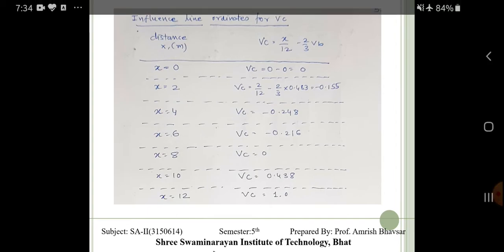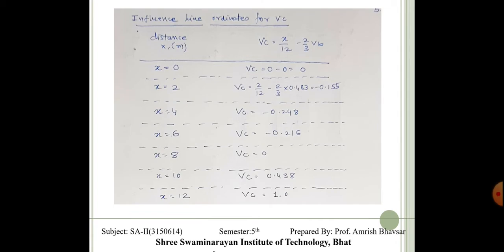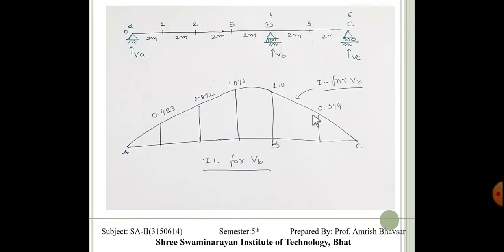From these influence ordinates we can plot our influence line diagram on the basis of this. So first, influence line for VB. Whenever we have influence line for VB, it is 1 over here. With reference to this, the ordinates will be plotted over here, and we can draw this influence line diagram for VB in the form of curvature.